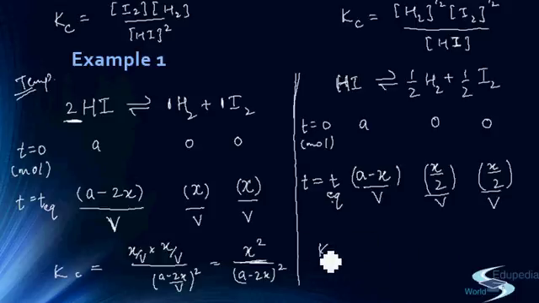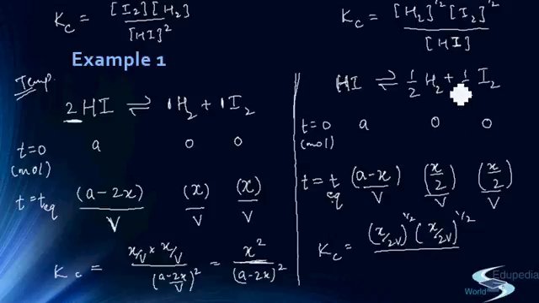So Kc will now be H2 concentration to the power half, that means X by 2V raised to half, into I2 concentration raised to half, which is again X by 2V raised to half, divided by the concentration of HI, that is A minus X by V. This is my new Kc now.